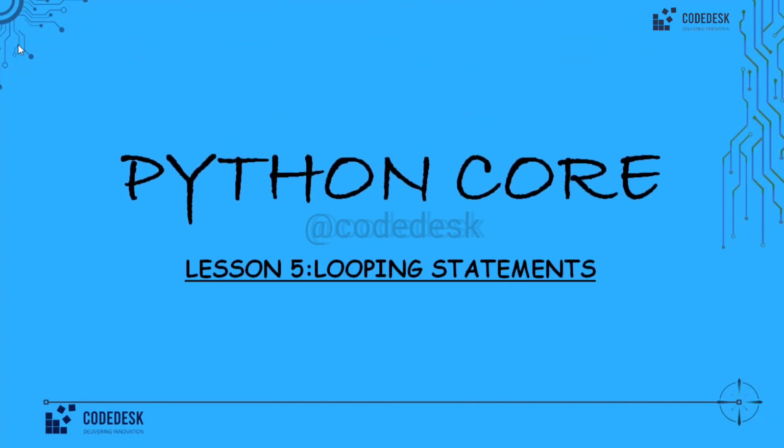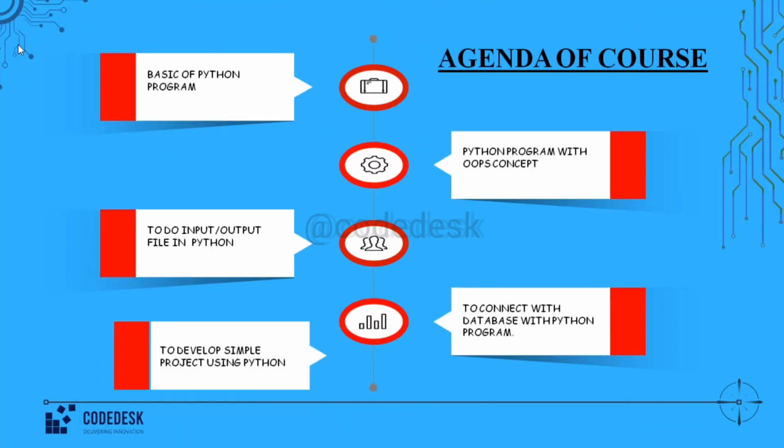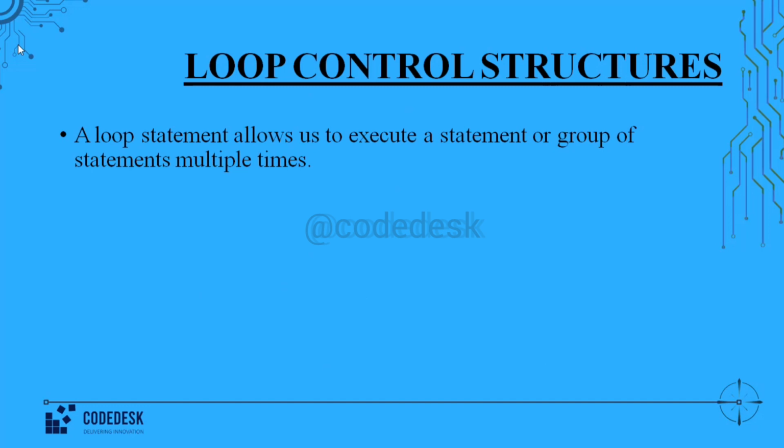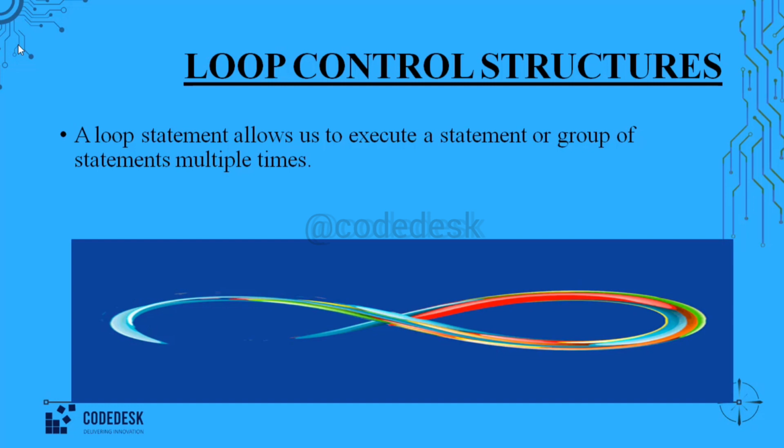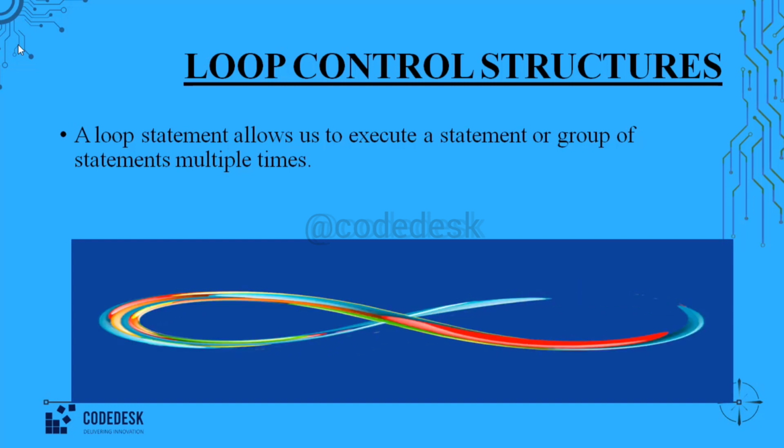Welcome back. Lesson 5, looping statement. So, looping control structure. The meaning of loop is that some action has to be repeatedly performed until it satisfies a specific condition. In Python, it offers 4 types of loop.